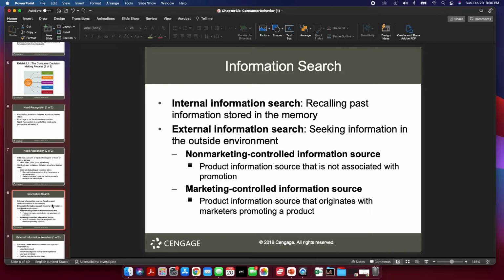Information search. Internal information search. This is recalling past information stored in the memory. Remember, we talked about how culture and your families and your friends can all have an influence on you. But in addition to that, your past experiences can have influence on you.